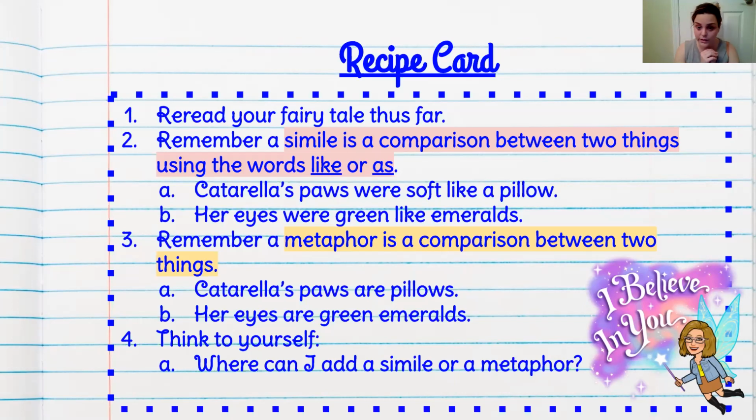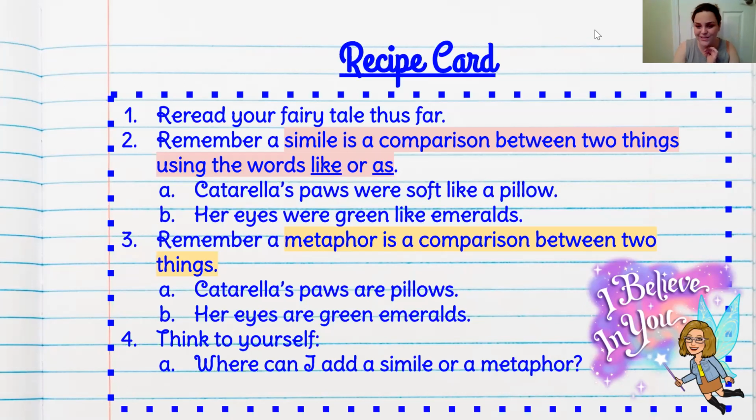Her eyes were green like emeralds. What am I comparing? Yep, her eyes to emeralds, which are like a gem, right? And I'm using the word like. Remember, a metaphor is very similar, but it's a comparison between two things, and it doesn't use the words like or as. You just say something is something else.